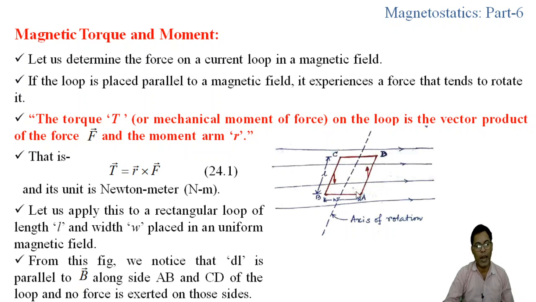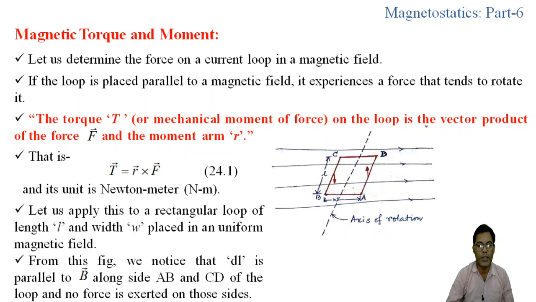Now from this diagram you can see that the lengths AB and CD are parallel to the magnetic field. Therefore, no force will be exerted on these two sides of this loop. But the BC length and AD length, these two sides of the rectangular loop, are perpendicular to the external magnetic field. For that, a force will be exerted on this current loop. So we can find out from this the calculation of the force due to the external magnetic field on this current carrying conductor or current carrying loop.